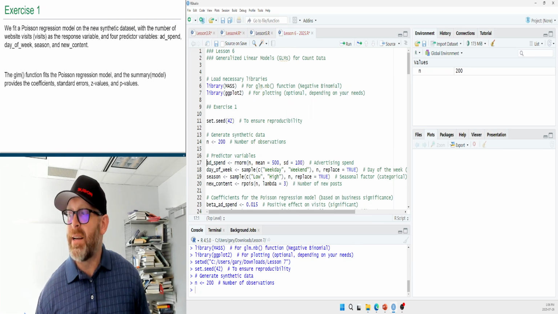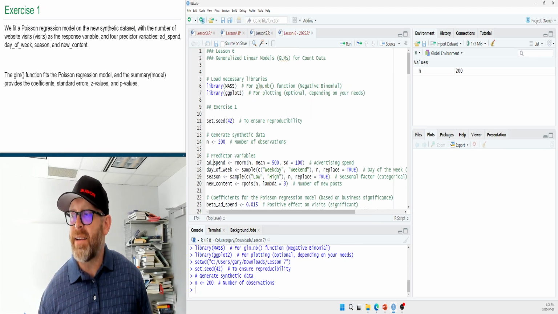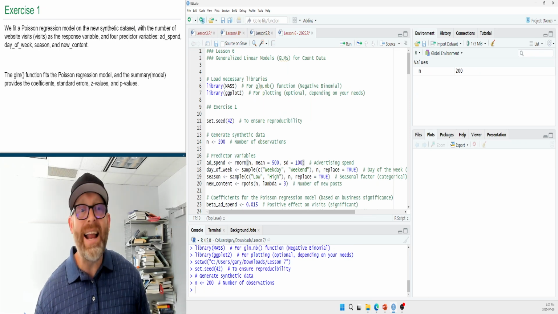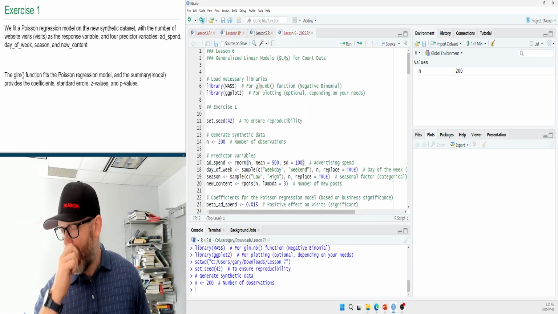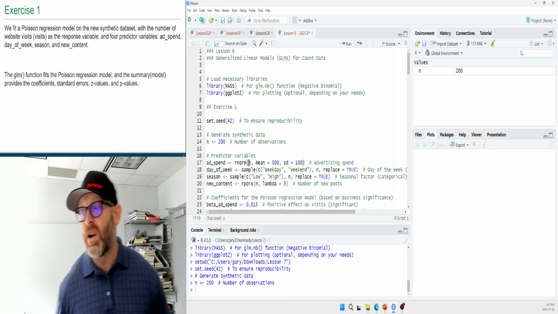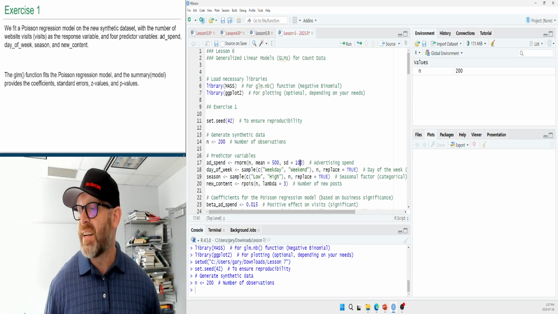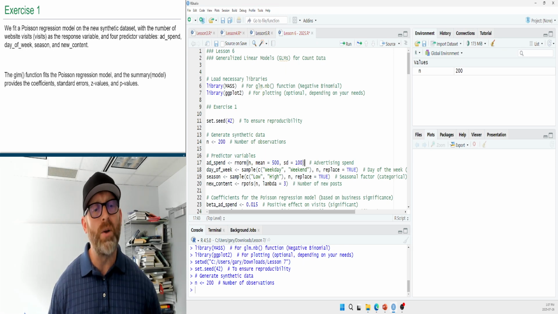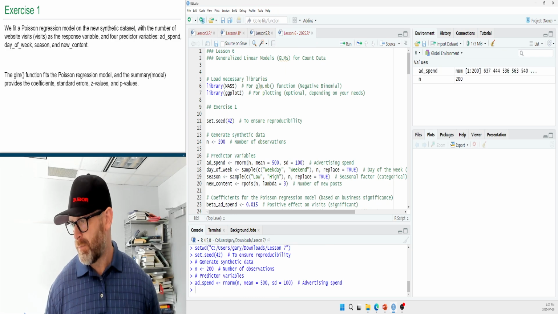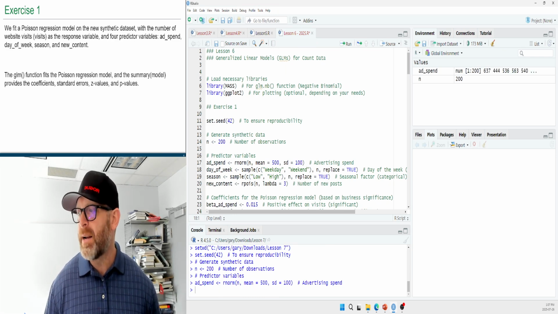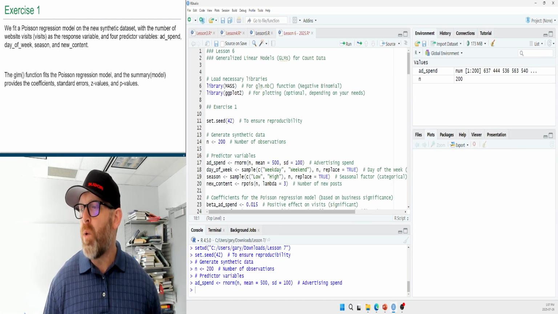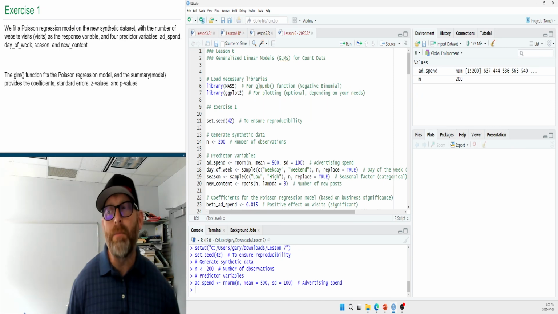So for advertising spent, this is going to follow a normal distribution, so I'm going to use the rnorm function. I'm going to use n as the number of random numbers that I want to generate, so that's 200, and I want this to have a mean of 500 and a standard deviation of 100, so it's not following a standard normal. Okay, so I have those values created. Day of the week, so what we're going to do here is use the sample function.